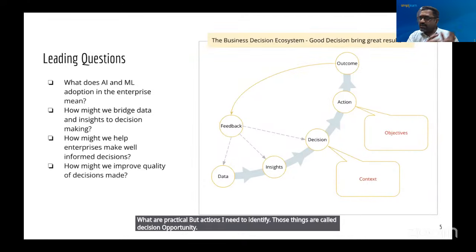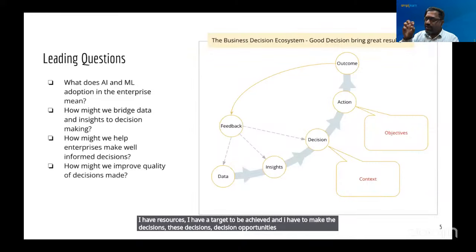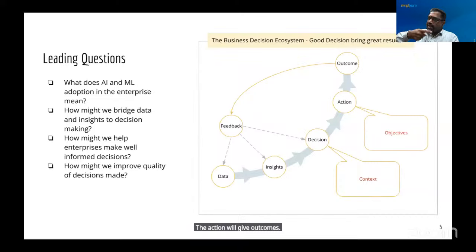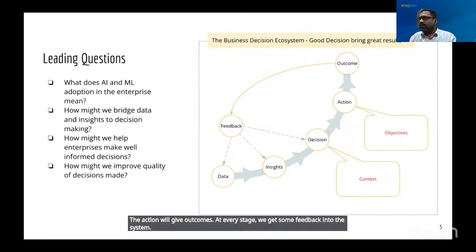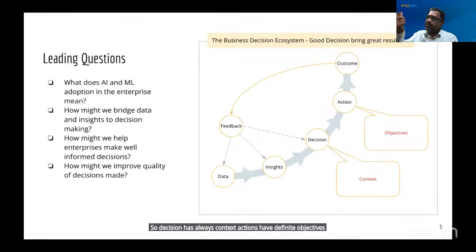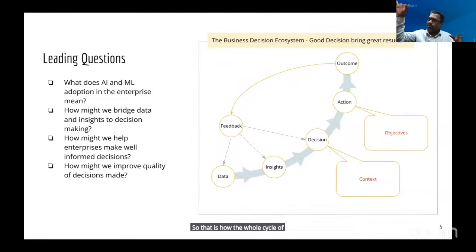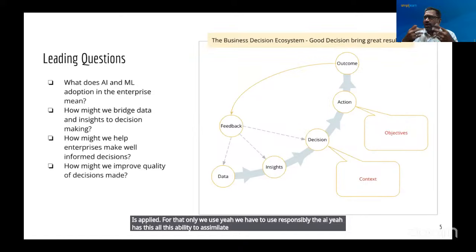So I have resources, I have a target to be achieved, and I have to make decisions. These decision opportunities have to be identified. Then I have to choose the best decision opportunity and get into action. The action will give outcomes. At every stage, we get some feedback into the system. So a decision always has context, actions have definite objectives, and outcomes need to be measured and brought back into the system. That is how the whole cycle from data to outcomes is applied. For that, you have to use AI responsibly. AI has the ability to assimilate knowledge, forecast information, act or assist the actors to act effectively on certain things, and finally measure the outcomes as well.